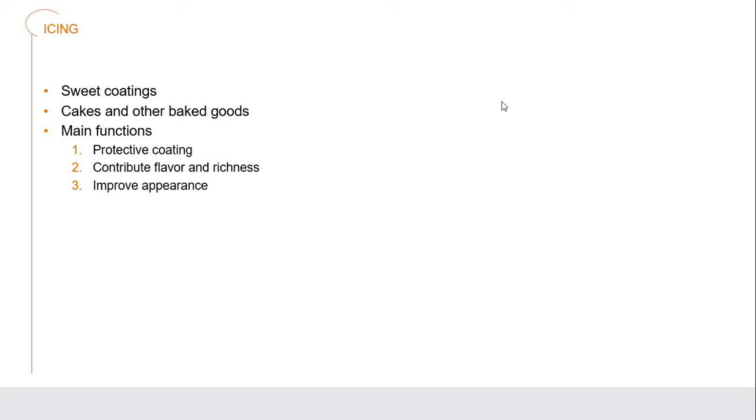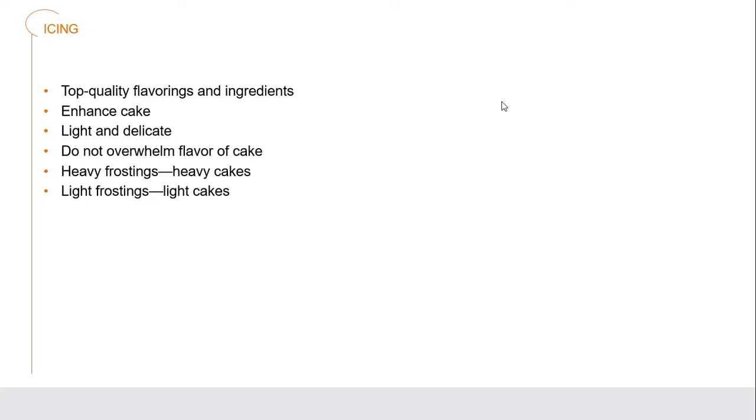But what are the main functions of these icings? It's a protective coating. Cakes tend to go dry and stale very quickly, so this gives a protective coating. Because it has a high fat content, it contributes flavor and richness whilst maintaining moisture within the cake itself. It can also improve the appearance. You can get some amazing decorative results with icing, and we'll take a look at those in just a couple of minutes.